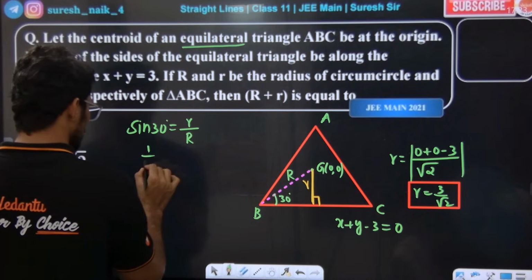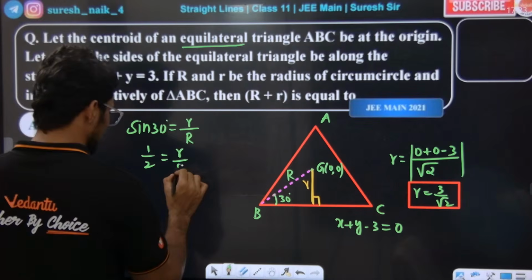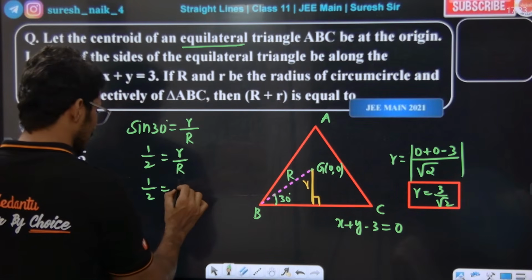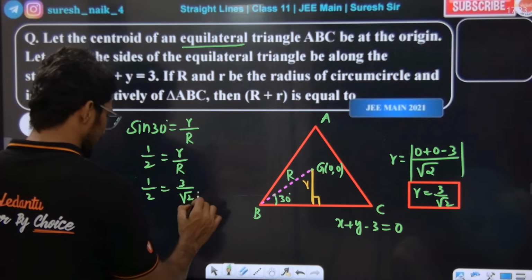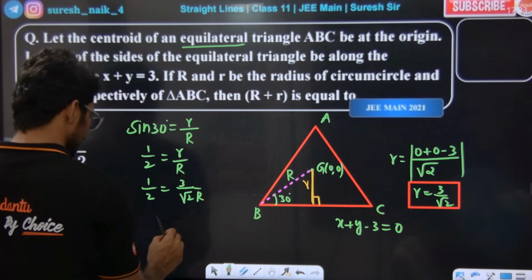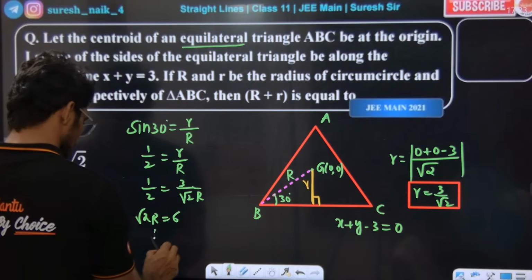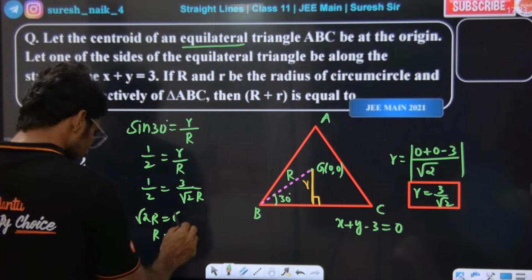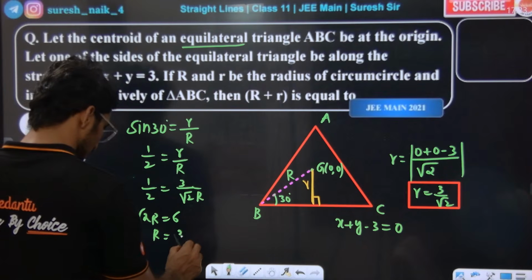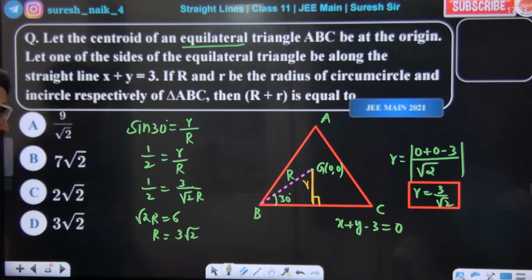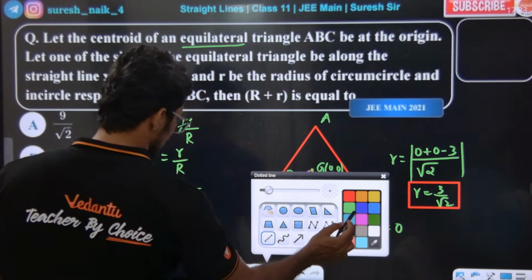Sin 30 is 1 by 2, so r by capital R is 1 by 2. Look at the board everyone. Root 2 times R is equal to 6. So R is equal to 3 root 2. Yes or no? Capital R is equal to this.